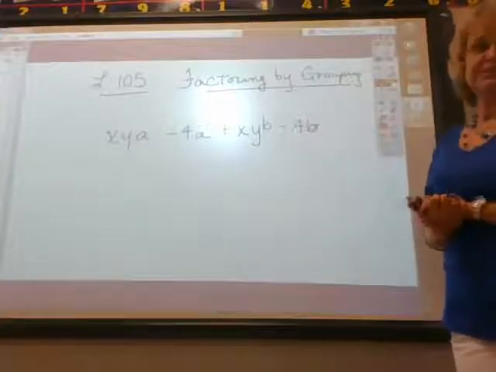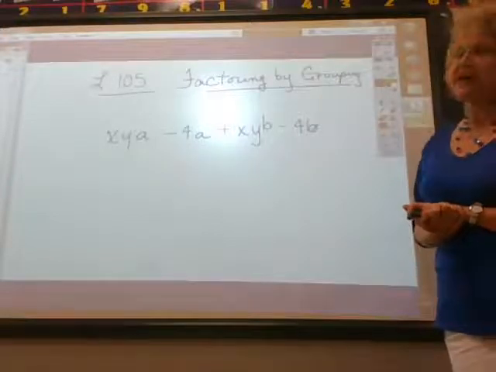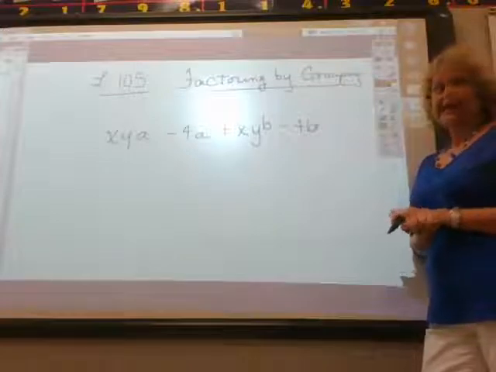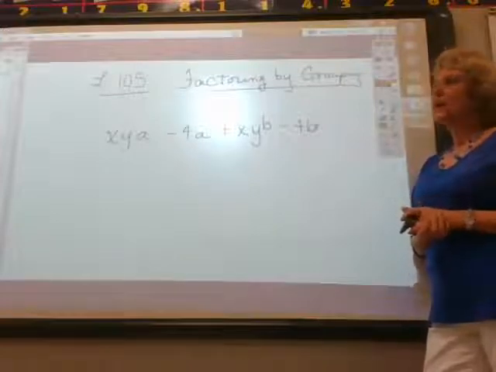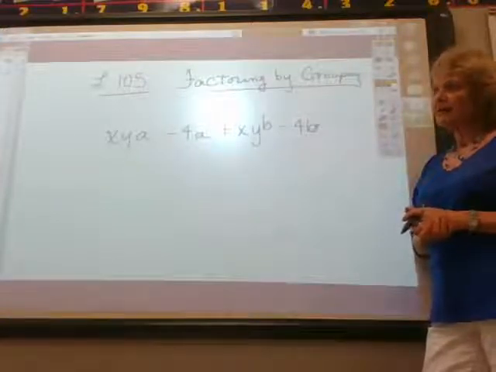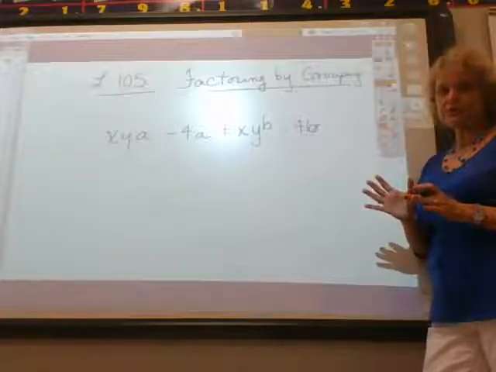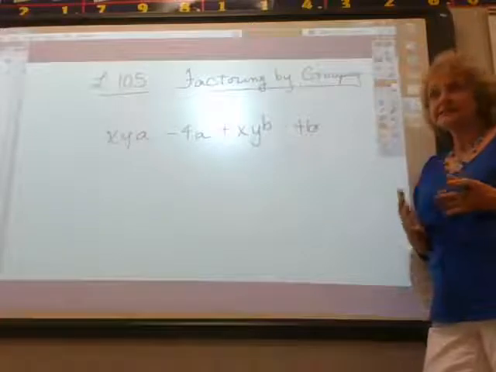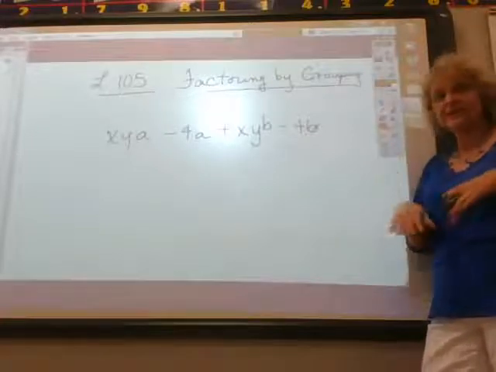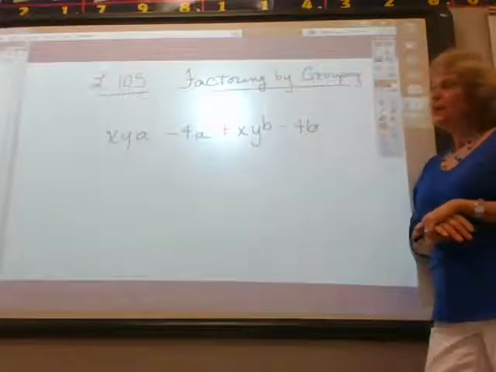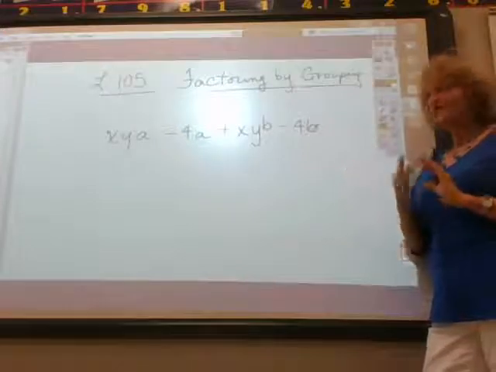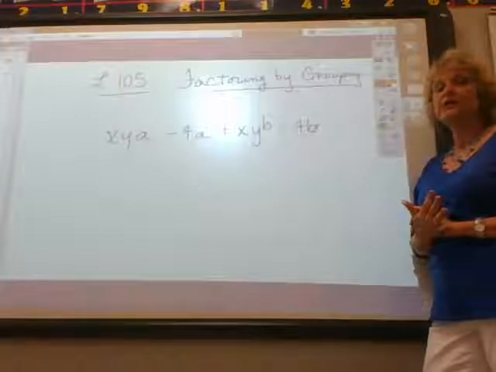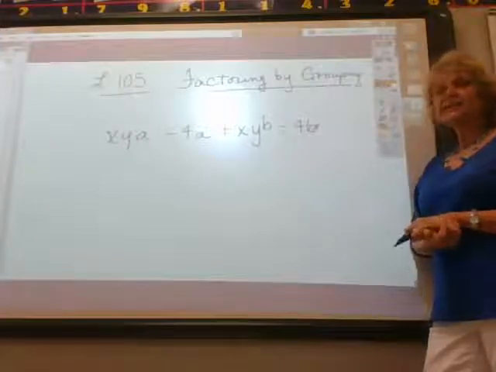We're going to continue factoring in lesson 105, and this is factoring by grouping. So we use grouping when we have a polynomial with 4 terms and none of them are like. There's no like term that we could collect and make a trinomial and factor it by trial and error and be done with it. No, we have 4 terms, and generally when you have 4 terms, you're going to look to see if you can factor by grouping. And it's really pretty simple.